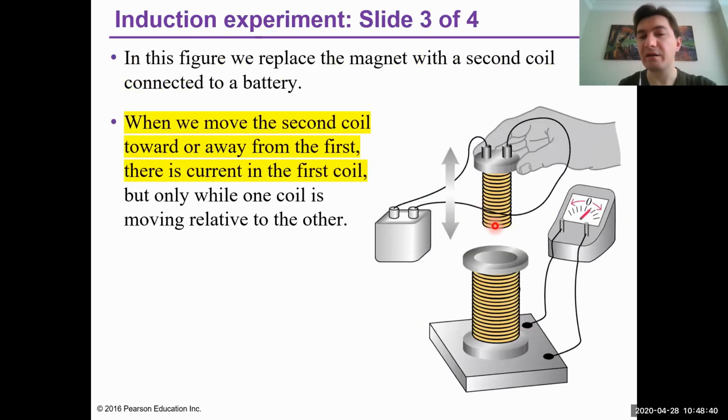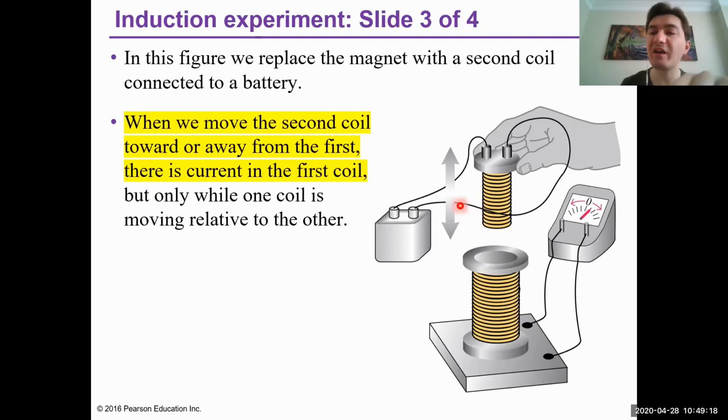Again here, if you apply current to the second coil here, there will be magnetic field. Okay, we have discussed all these things during the previous lectures, and there will be magnetic field lines around the coil. Then you will have magnetic field somewhere here, okay? And if you move that coil toward the first coil here, then you will change the magnetic field in that direction. If you move this coil away from the first coil, then you will decrease the magnetic field.